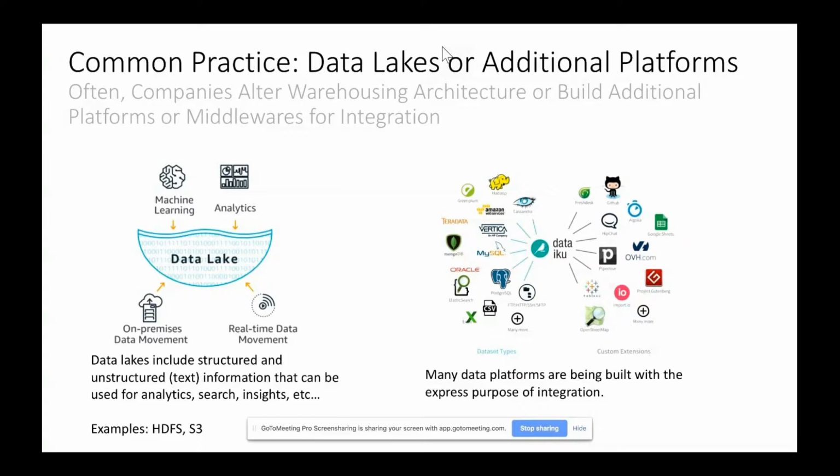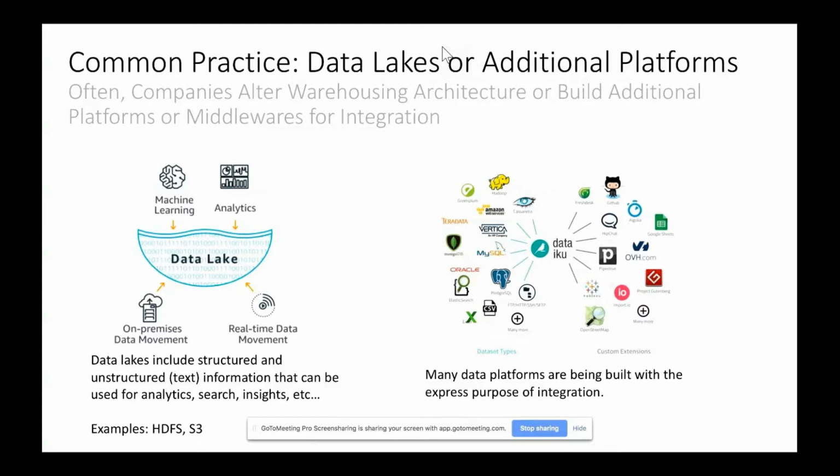Data lakes is essentially a store-all-kinds-of-data situation, as opposed to, say, a data warehouse where the structure of your data is defined. In a data lake, you kind of throw all of your stuff in there, structured and unstructured. Examples being HDFS or Amazon S3. And to actually make that workable, you have to include a lot of other services like machine learning and analytics, but it does bring disparate data together.